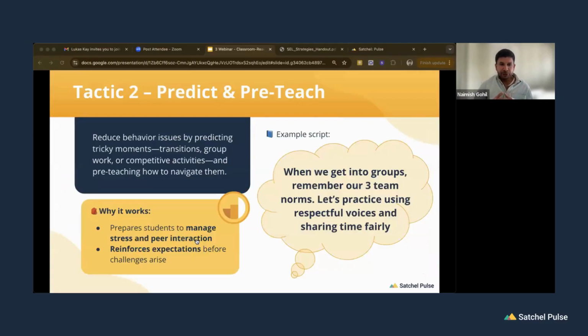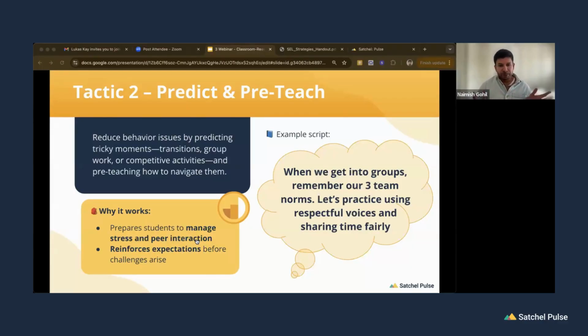Let's move on to tactic two. So I call this predict and pre-teach. And it's really about encouraging teachers to pre-teach expected behaviors before high risk transitions or group work. So think of it like at any point in your lesson, you're going to have different types of transitions. Try to really think about how we can make those really, really smooth and be able to keep students on track.